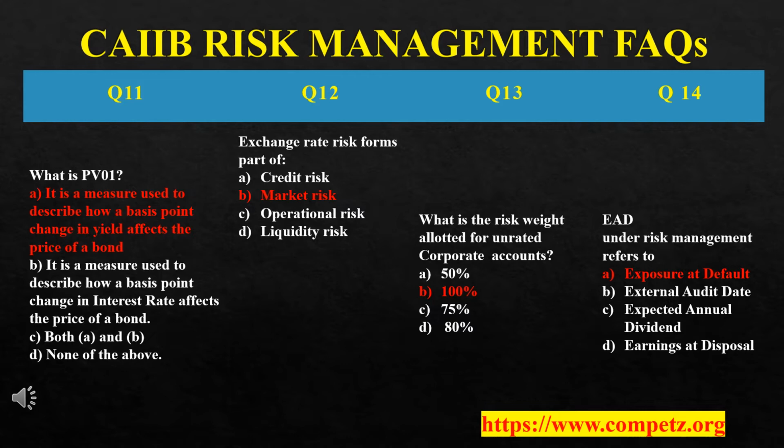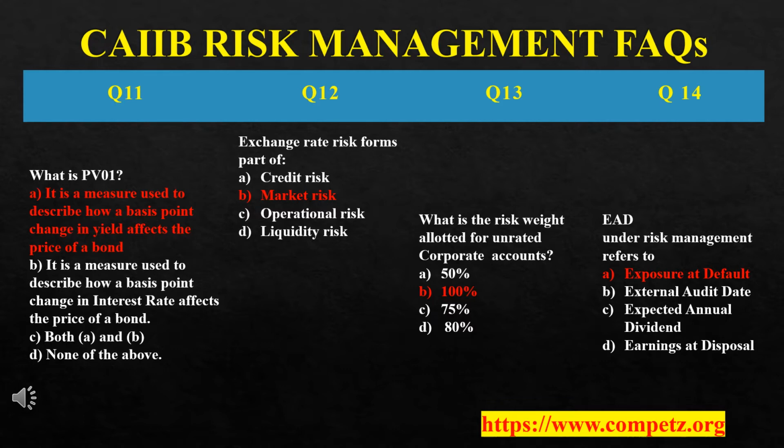So what is PV01? Okay, PV means a present value. So what is present value 01? It's the basic points they are mentioning. So let's see here. What is PV01? They have given you 4 options. The first is it is a measure used to describe how a basis point change in yield affects the price of a bond. Yield means interest.